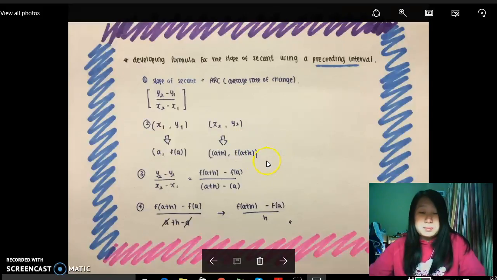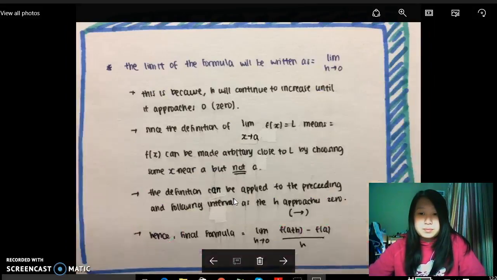And when we do it with the average rate of change formula, it forms this: f(a plus h) minus f(a) over a plus h minus a. And since there are two a's here, we can remove both a's, since one is minus and one is positive, to form the exact same equation as the following interval.